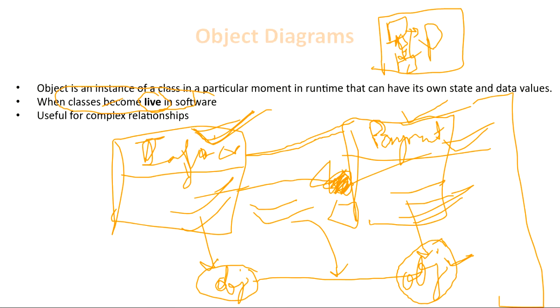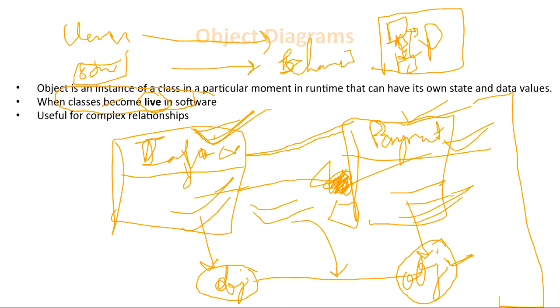When I say class diagram, I mean structural diagrams, static diagrams. When the classes become live, we move from structural diagrams to where? What is the name? When the system starts interacting or the system becomes live, what is it called? Behavioral diagram, right? Behavioral diagram. So when I say that classes become live in software, it means now the classes are interacting with each other.